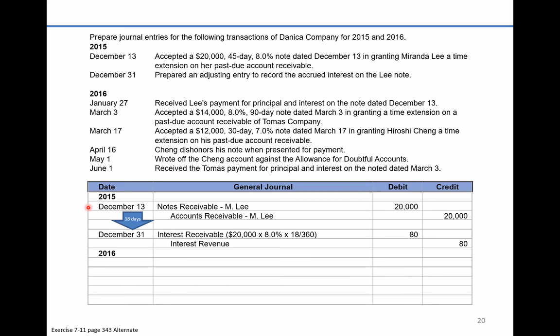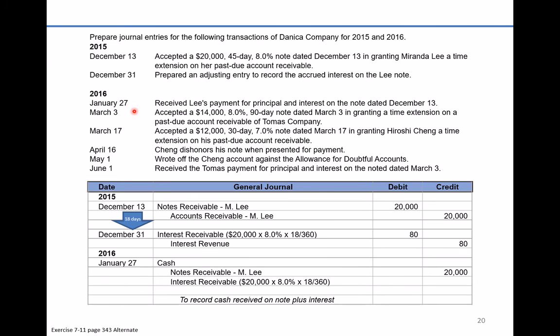Now we want to zoom in on the 2016 transactions. So on January the 27th, we received from Lee payment for the principal and interest on the note dated December 13th. So it was a 45-day note. 45 days have passed. January the 27th, time for it to be paid off. So we're going to receive cash. The note receivable of $20,000 is going to go away. Interest receivable, that's interest for the entire 18 days from December 13th to 31st that we accrued back on December 31st.